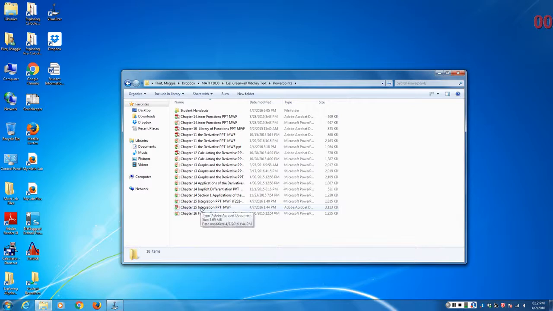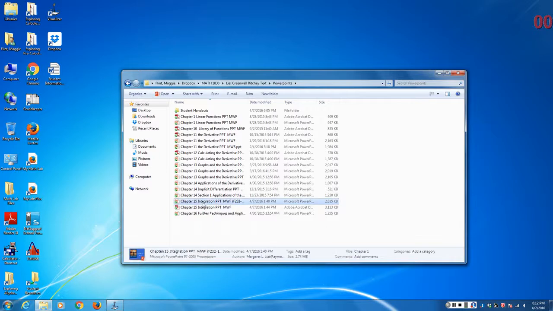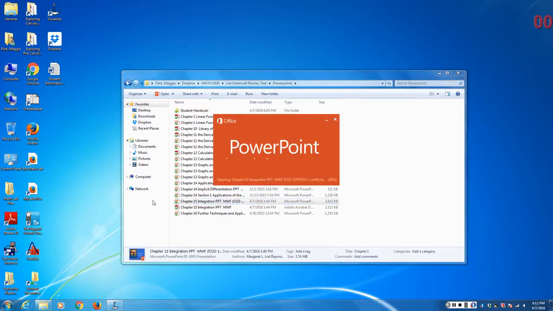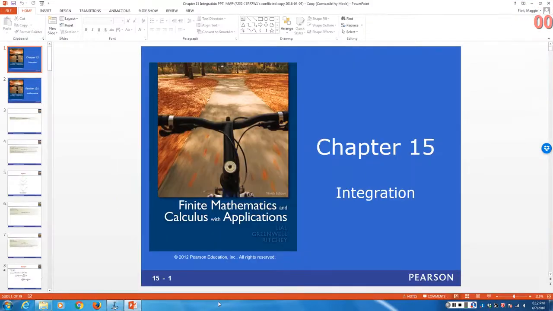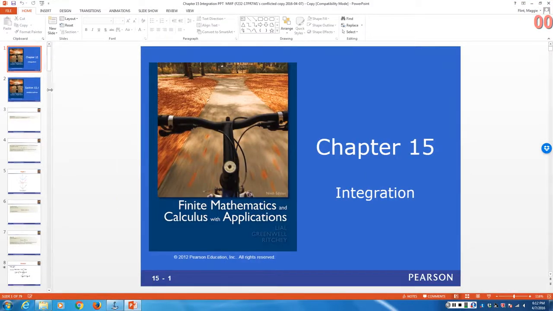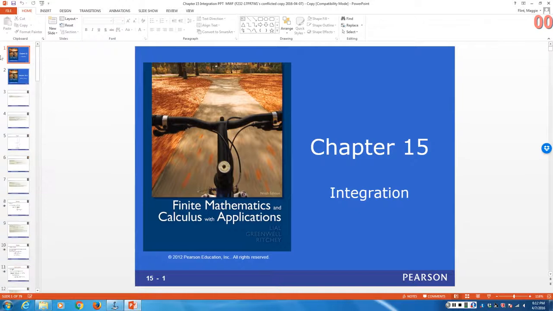And I'm actually going to post the PowerPoint slides in D2L for you. So if you needed to, you could go back and get the slides if nothing else. And rather than going through the actual PowerPoint, I'm just going to click through the slides because it's simpler.